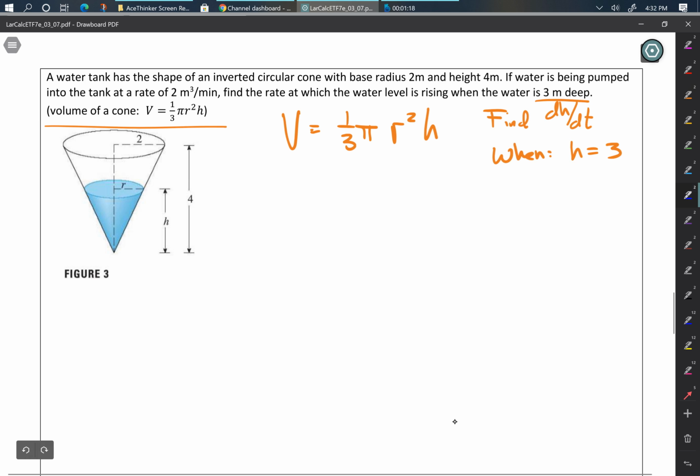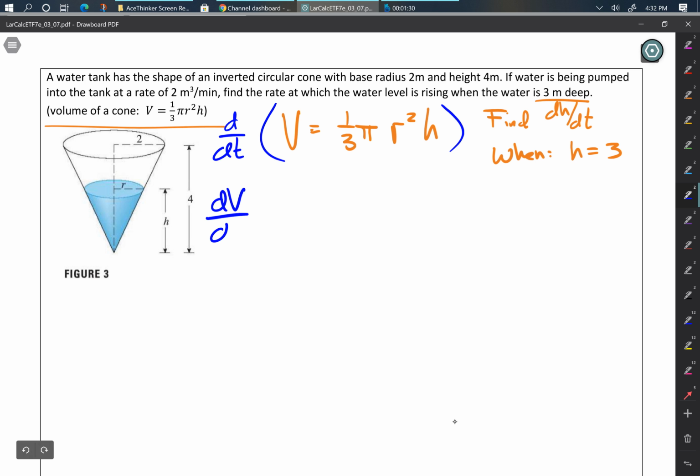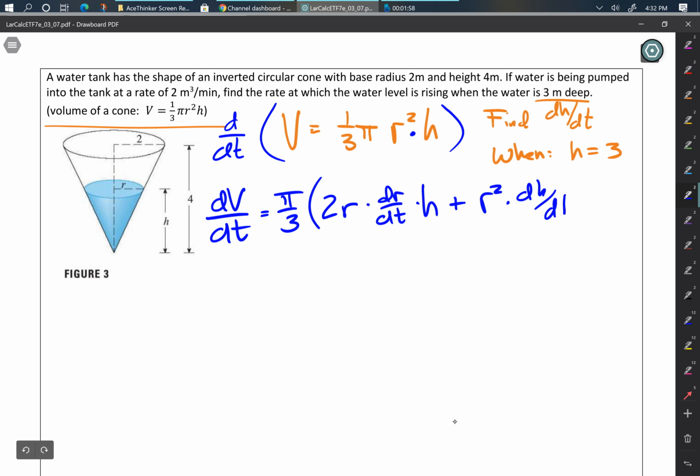All right. So I'm going to go ahead and differentiate with respect to time, d/dt. Starting from the left, derivative of V with respect to t. Well, implicit differentiation says that will be dV/dt. Moving to the right, the 1/3 pi is a coefficient, which is going to get multiplied by everything. But I've got an r squared times h in there, so that's going to be a product rule. So the derivative of r squared is going to be 2r times dr/dt times h plus r squared times dh/dt.